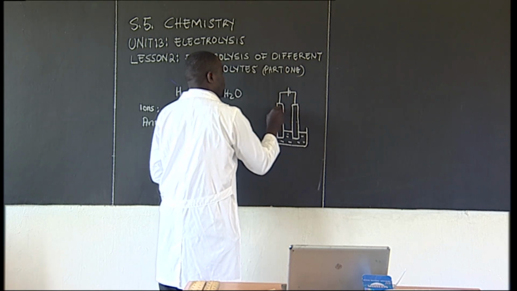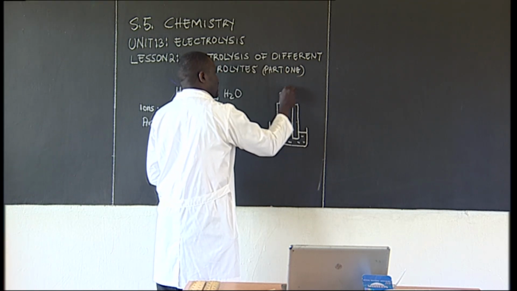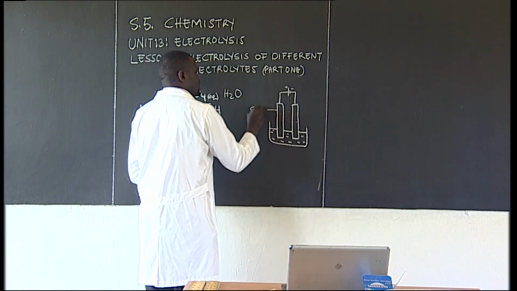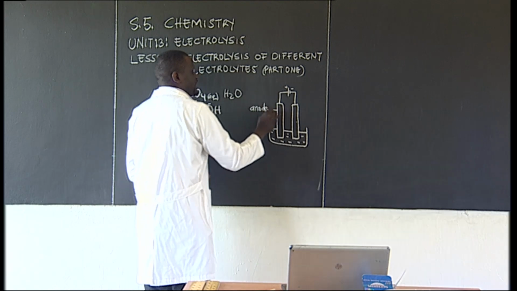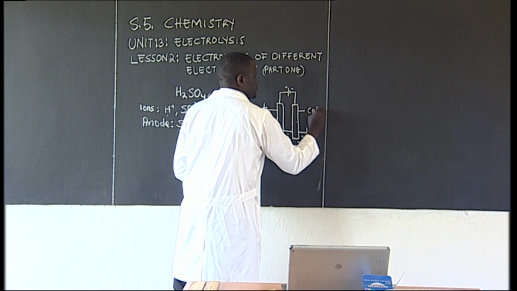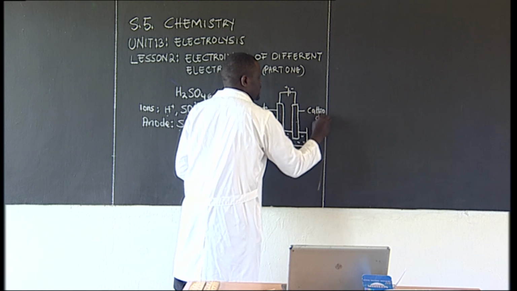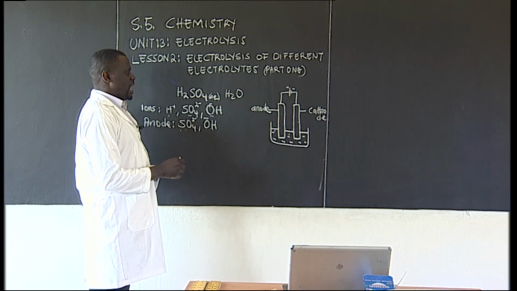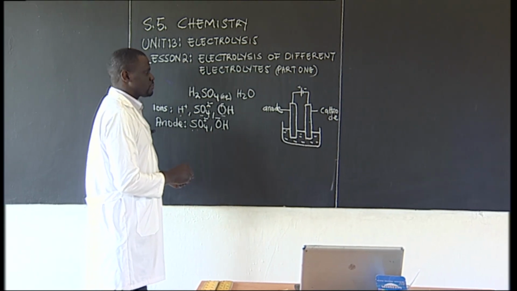So this one will be the anode, connected to the positive, and this will be the cathode. So we say this is the anode, and this is the cathode. And that is the what? The cathode.